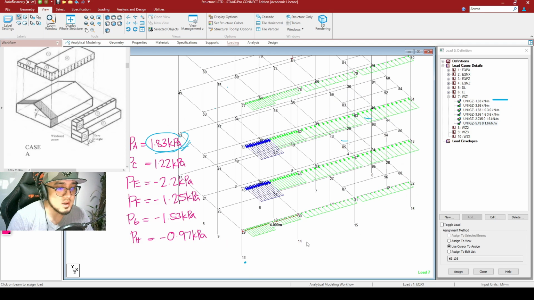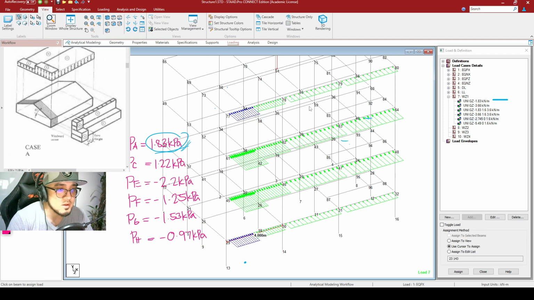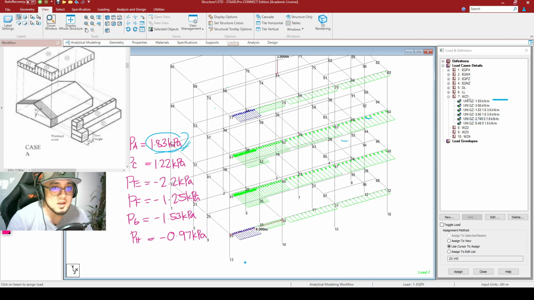So there, as you can see, these ones right here are for your zones A. So these two right here are for your zone A. And all of this is for your zone C. As you can see, your zone A would have a greater magnitude than your zone C. So that is for our wind load case number 1.